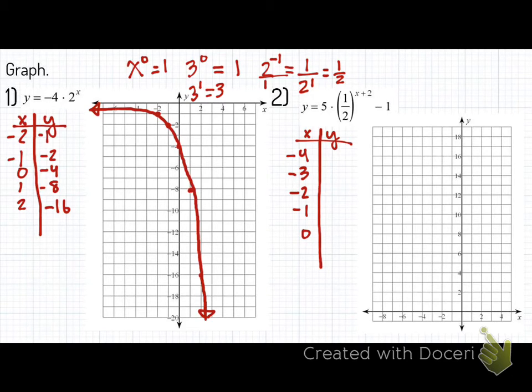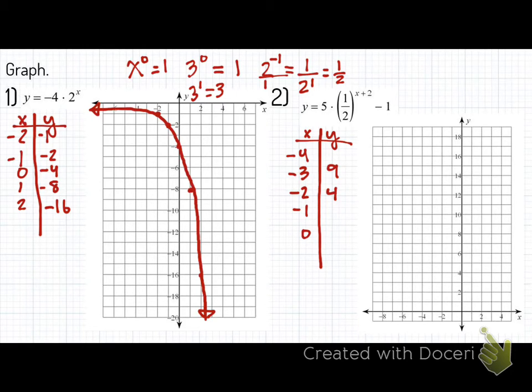Okay, so let's put a negative 2 in here now. So I'm going to start with the middle one, negative 2, and you'll understand why. If we put negative 2 into the x here, negative 2 plus 2 is going to be 0, right? And anything to the 0 power is going to be 1, right? So we got 1 times 5 is 5. 5 minus 1 is 4. Okay?